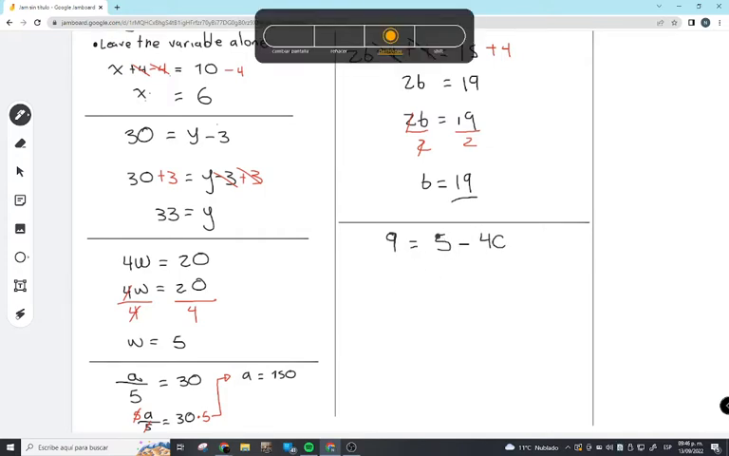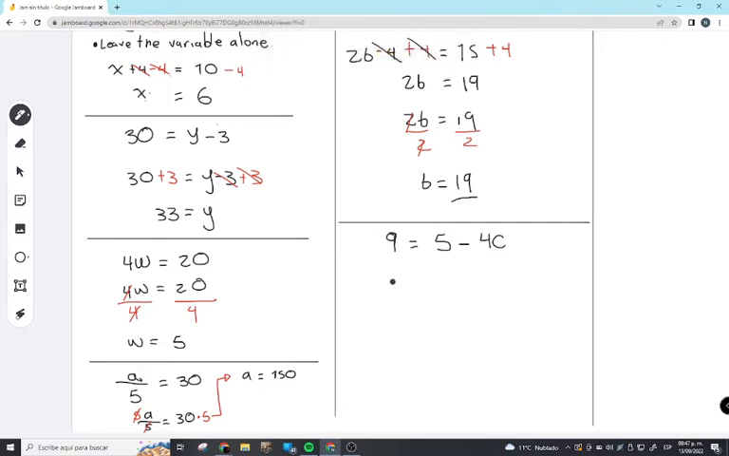Okay, so how do we get rid of this 5, which is positive? By subtracting. So we have to do 9 equals 5 minus 5, minus 4c. We subtracted 5 on this side. We have to do the same on the other side. And this 5 with this negative 5, they disappear. So let's do it. 9 minus 5 is 4. And here we are only left with negative 4c.